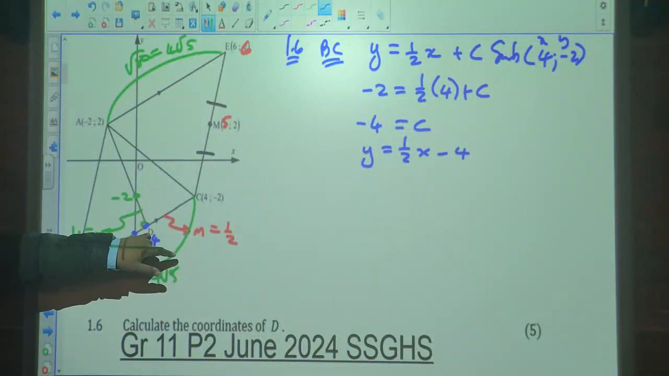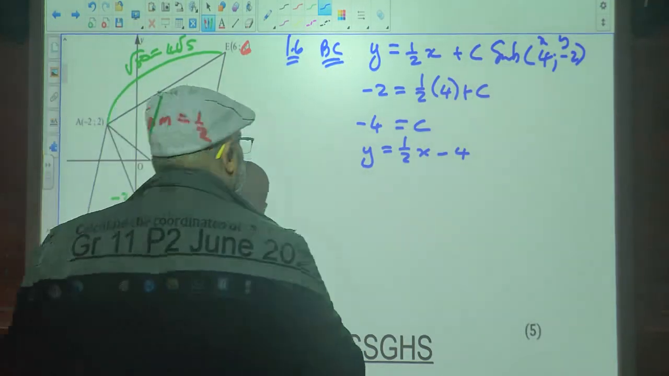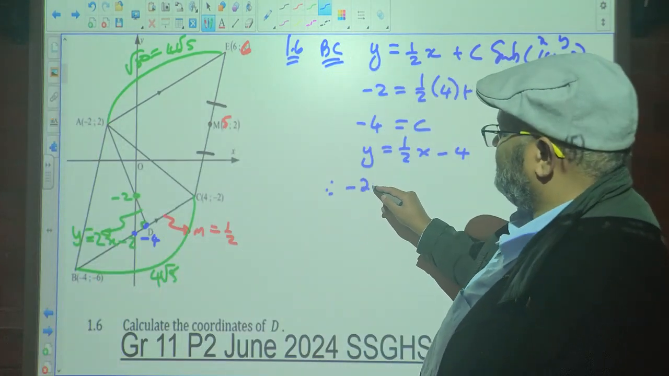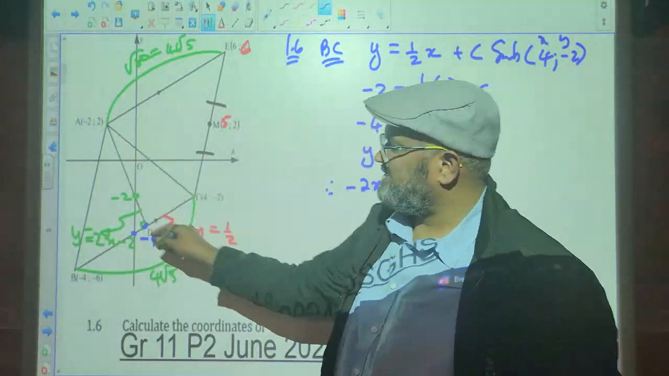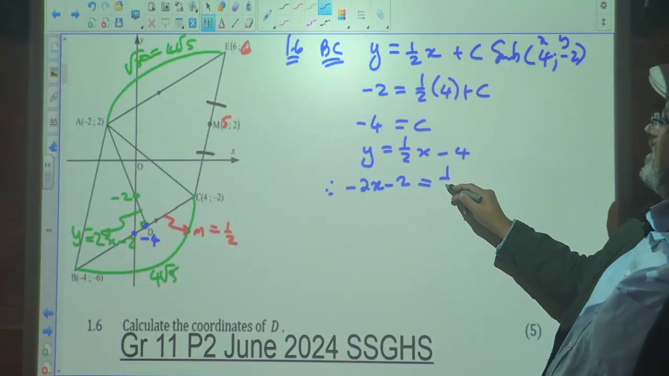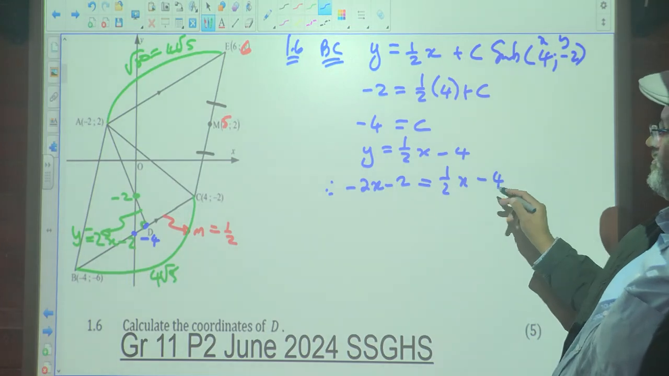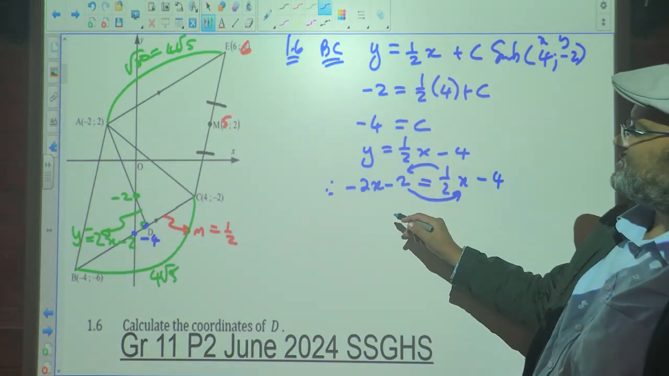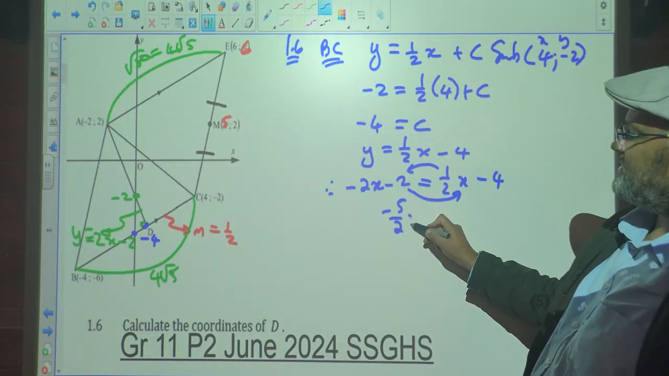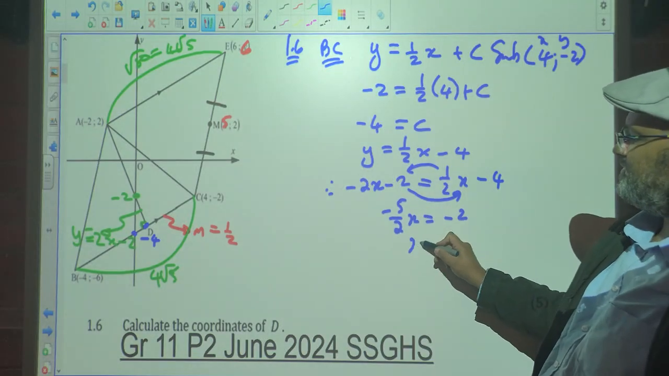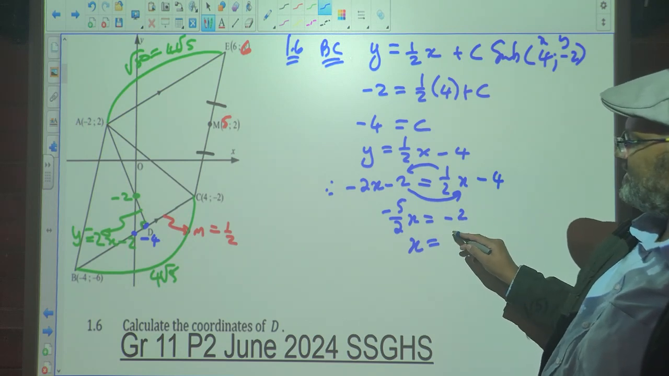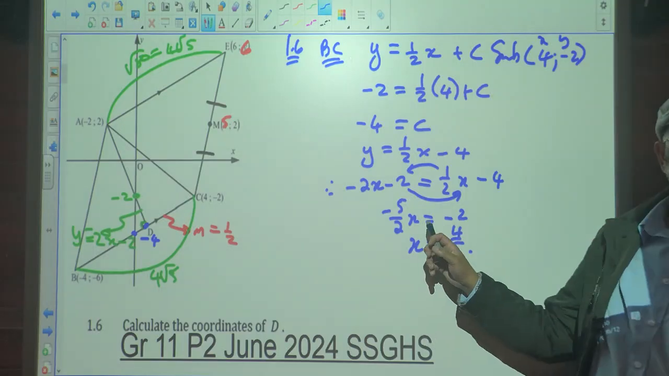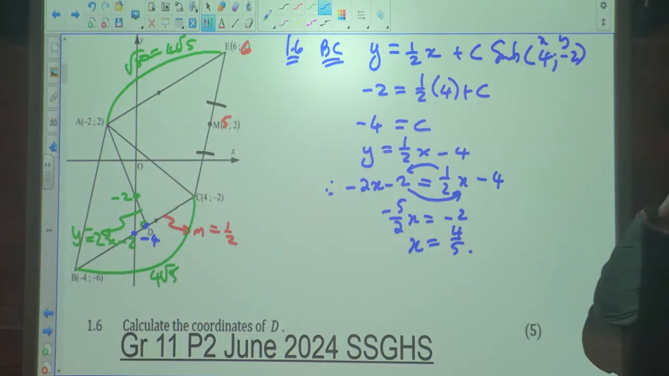Now for D, which is the point of intersection, we say the two graphs are equal to each other. We do simultaneous equations. So therefore, negative 2x minus 2, which is the equation of AD, is equal to a half x minus 4. The x is one side, numbers the other side. So minus 2x minus a half is minus 5 over 2x is equal to negative 2. So it's going to give you negative 4 over negative 5, which is 4 over 5. Okay? You divide both sides by negative 5 over 2.